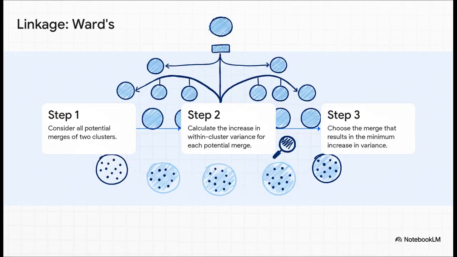And finally, we have Ward's method. This one's a little different. At every step, it looks at all the possible merges it could make, and it picks the one that leads to the smallest increase in within-cluster variance. Now, that's just a fancy way of saying it wants to keep the clusters as tight and compact as possible. It's always trying to create the most harmonious new group, which is why it's a super popular default choice. It tends to create really nice, evenly sized clusters.